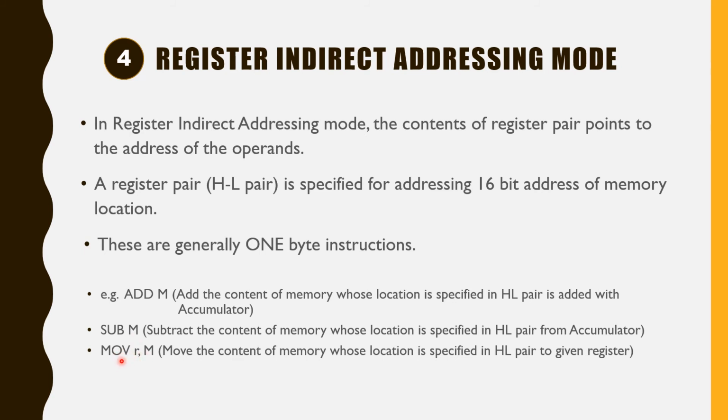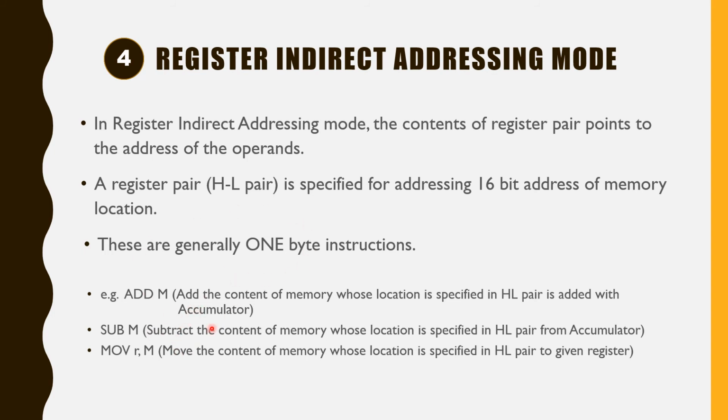Here the content of memory is moved to the R. So again, a move operation is there, so destination comes first and then source. So the memory content whose location is specified in the HL pair is shifted, moved, copied to the given register. So this is actually register indirect addressing mode.